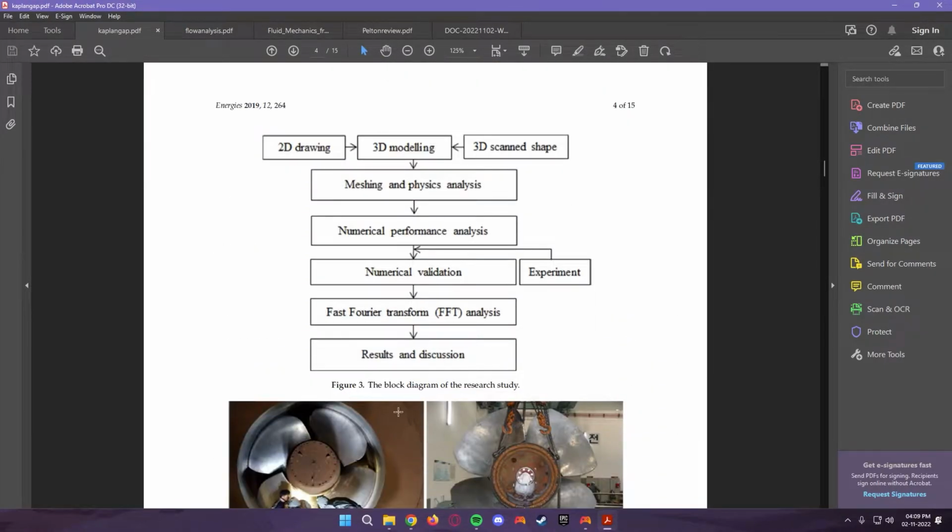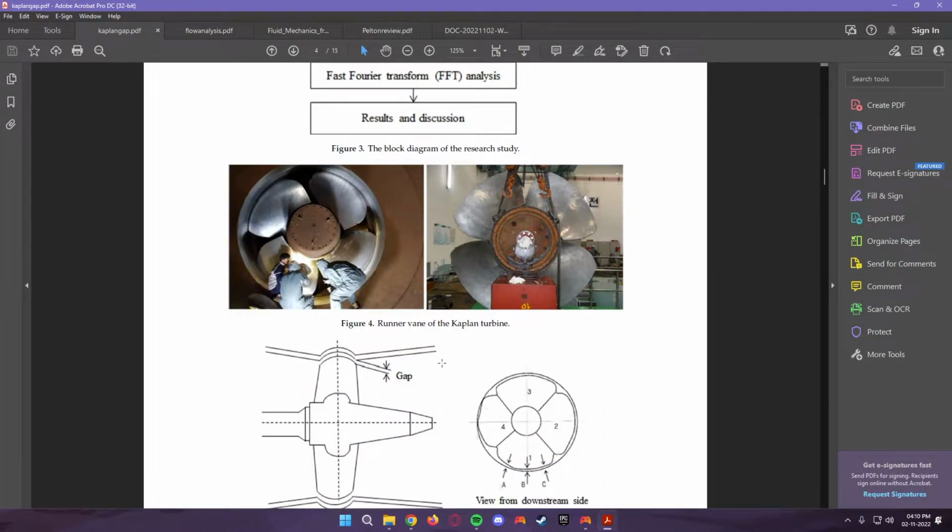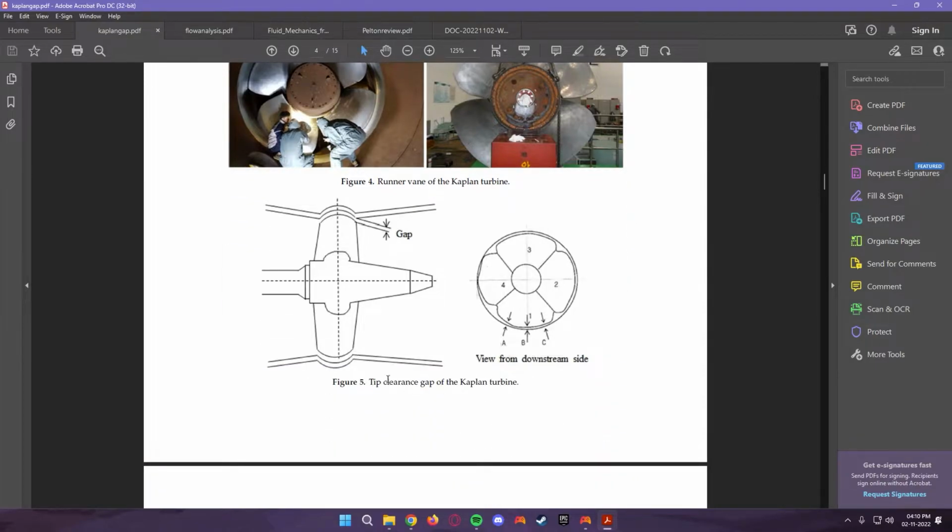Moving further, here they have provided the block diagram for this study. First, they did 2D drawing, then 3D modeling and 3D scan shape, then meshing and physics analysis, then moving forward to the numerical performance analysis, and then the fast Fourier transform. Then we have the results. Here, figure 4 shows the runner vane of the Kaplan turbine. Here is the tip clearance gap of the Kaplan turbine, and here is its view from the downstream side.